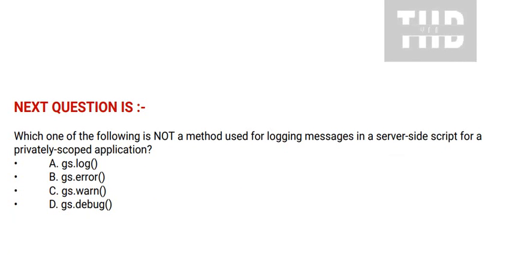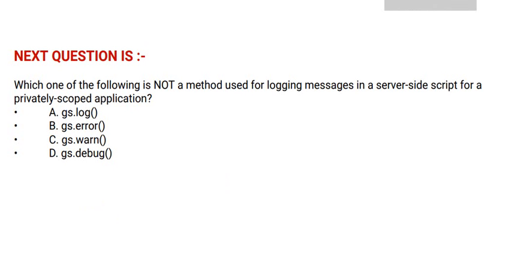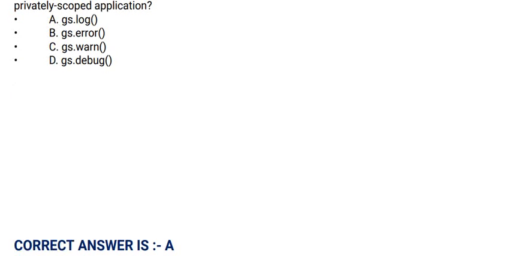Moving to next question. Which one of the following is not a method used for logging a message in a server-side script for a privately scoped application? Option A, gs.log. Option B, gs.error. Option C, gs.warn. And option D, gs.debug. And the correct answer is option A.